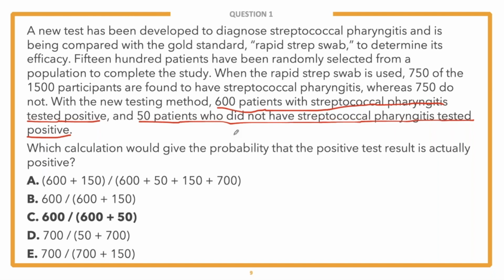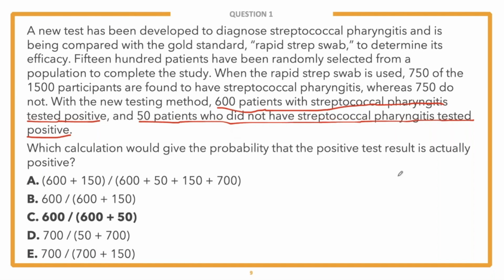So let's look at some of the other options. Option E, 700 over 700 plus 150. Well, we know 700 is not true positive, and we know 150 is not false positive. So that way we can eliminate option E. Just like that, we can also eliminate option D. And this is a very close option. They give you the true positives correct, but the false positive does not match up. 150 is not the false positive, 50 is false positive. And option A, well, that doesn't make sense.